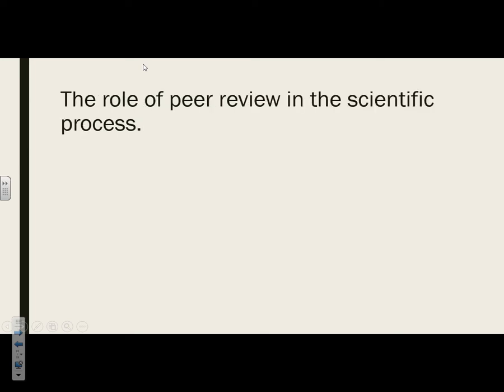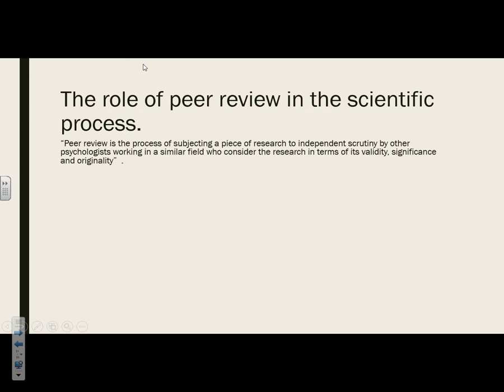Okay. The role of peer review in scientific process. Peer reviews, and this is taken directly from the Mark scheme. Peer review is the process of subjecting a piece of research to an independent scrutiny by other psychologists working in a similar field who are considering the research in terms of validity, significance, or originality. So here, peer review, people who are experts within the field, who are working in a similar field, would look at and consider your research before publication to ensure that it's valid, to ensure that it's relevant, that it's original.